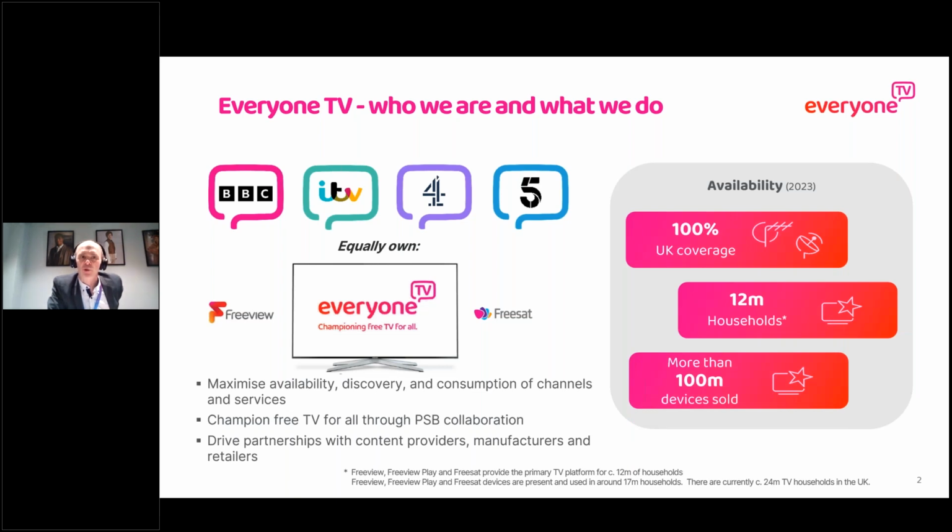So Everyone TV, my organisation, is owned by the biggest public service broadcasters in the UK: BBC, ITV, Channel 4 and Channel 5. And for just about 20 years, we've been running the Freeview platform, a bit less than that, the FreeSat platform. And over that period, we've been really successful. We've got 100% coverage via broadcast services. We're in about half of the TV households as the primary TV platform, as Freeview and FreeSat are in the UK. And we've sold well more than 100 million Freeview, Freeview Play and FreeSat devices.